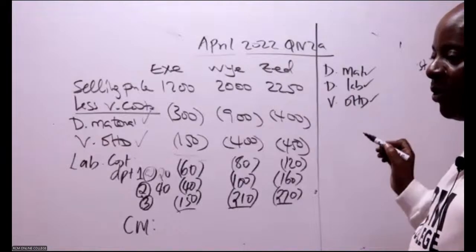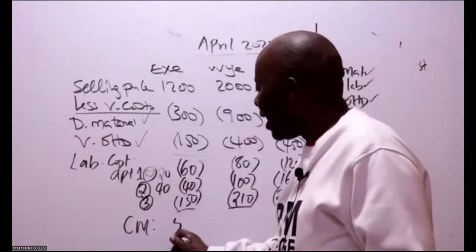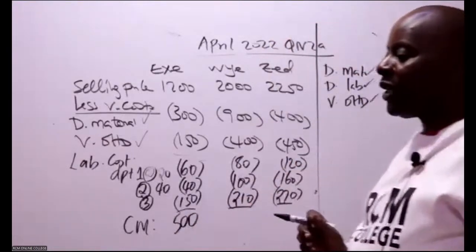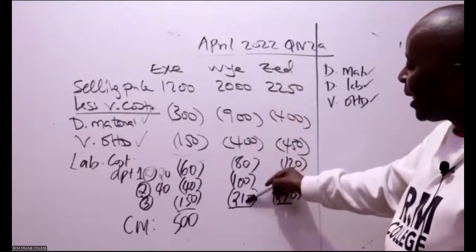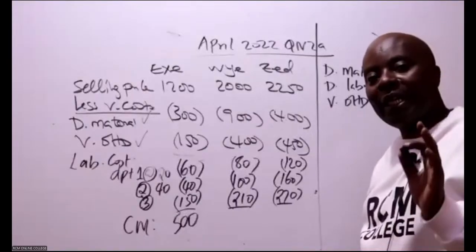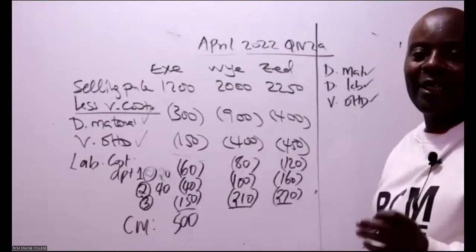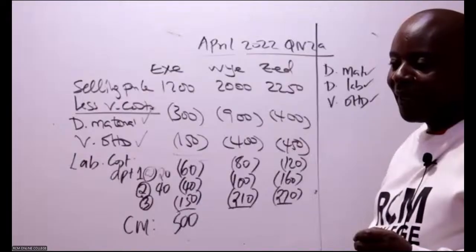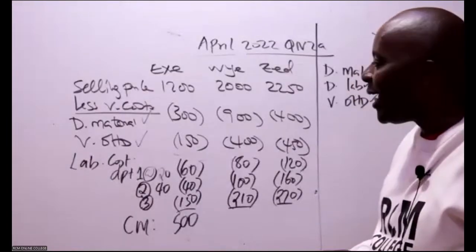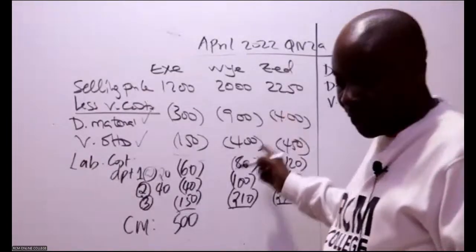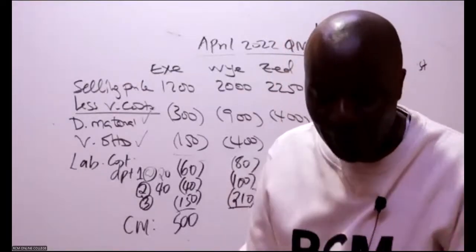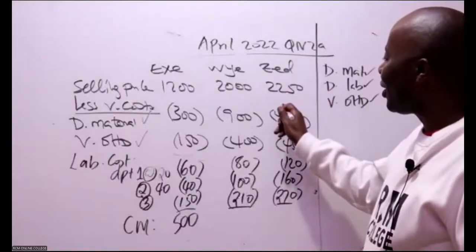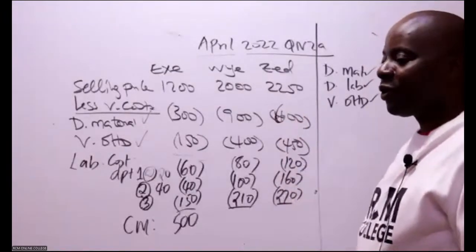So X, I'm being told, is 500. For Y, it is 2,000 minus this, minus this, minus this, minus this. If you get a negative contribution margin, that is dangerous. Direct material for Z, they're saying is wrong. Thanks for that. Let's see. I don't know where I got 400 from. It's supposed to be 600. Thank you so much.